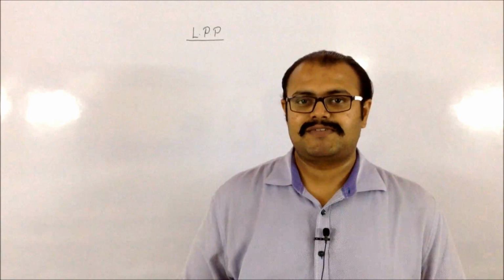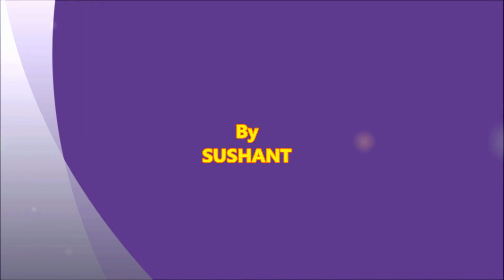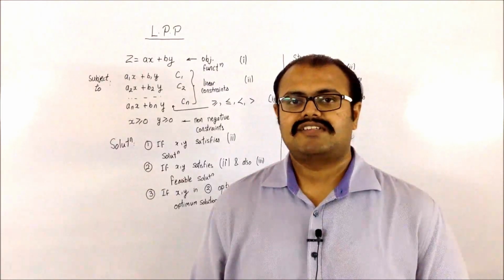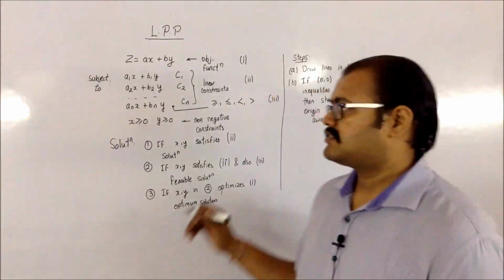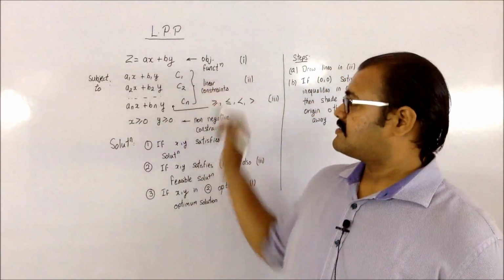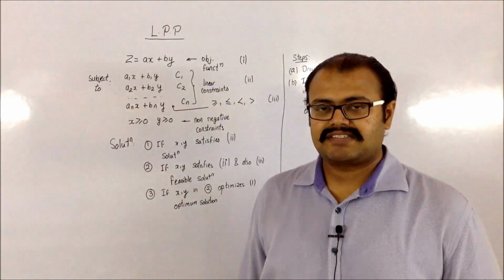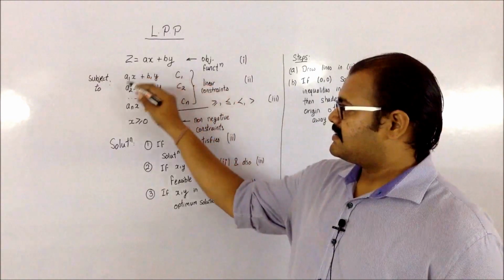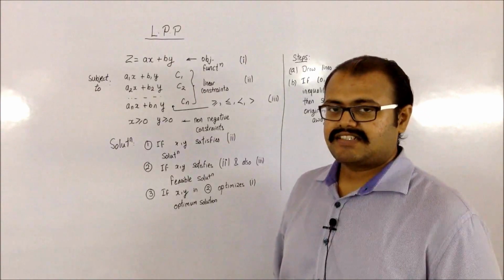So let's go with today's topic, which is LPP. Let us see what are the things we have to know in your problem solving for LPP. The first thing you have to know is that z is equal to ax plus by, which is given as the objective function, which has to either be maximized or minimized based on the problem given to you. Then these equations, that are the linear equations, are your linear constraints which are given to you.